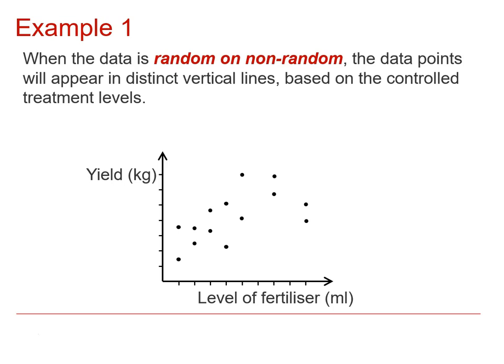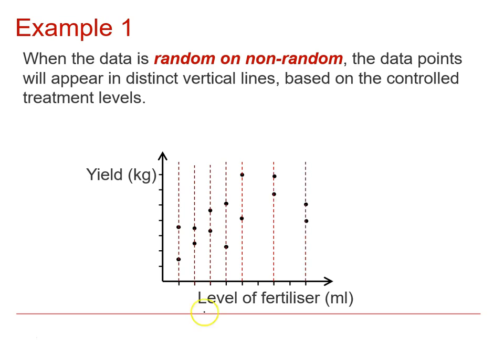When the data is random on non-random, we tend to find that the data points are in distinct vertical lines. Because this level of fertilizer is being controlled, it tends to be done in multiples of something or in some well-defined levels.